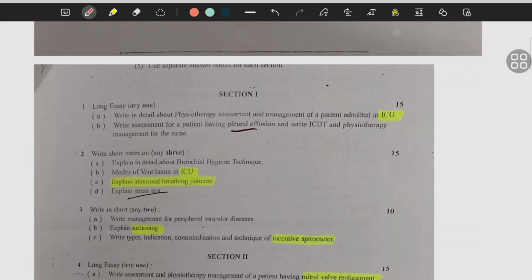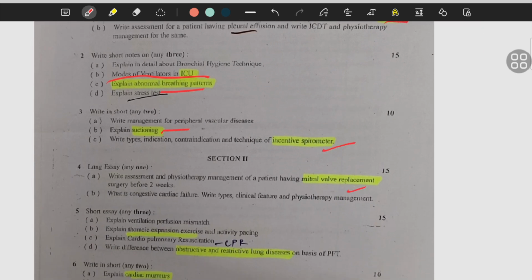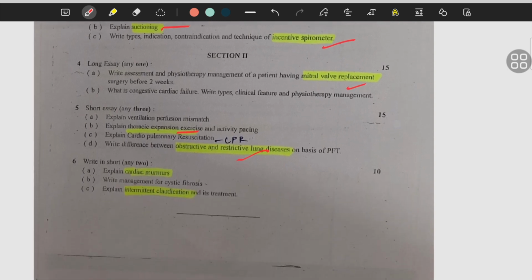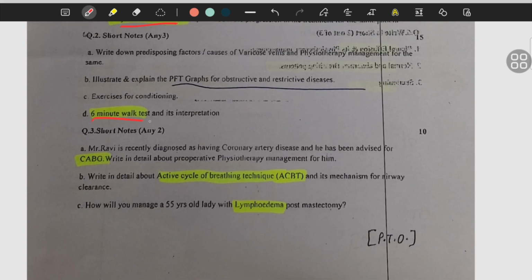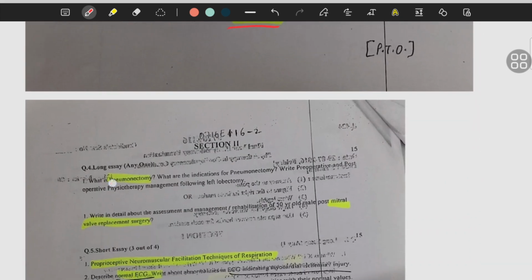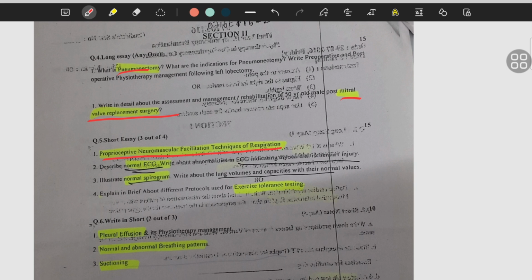Nebulizer, pulmonary rehabilitation, ICU, then modes of ventilation in ICU, then abnormal breathing pattern, suctioning, incentive spirometry, mitral valve replacement, thoracic expansion exercise, obstructive and restrictive lung disease. In this, they will ask for PFT readings, cardiac murmur, intermittent claudication, ICU, cardiac rehabilitation, myocardial infarction, 6-minute walk test, CABG, ACBT, lymphedema, pneumonectomy, mitral valve replacement surgery, PNF of respiration, normal ECG, normal spirogram.